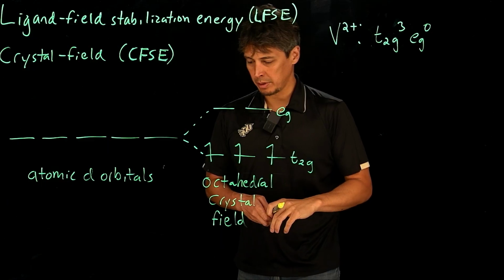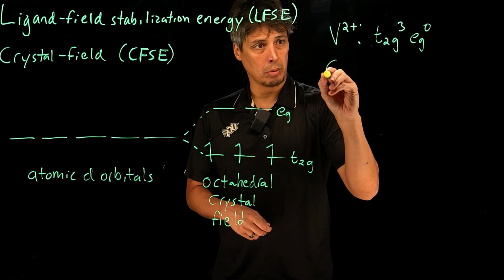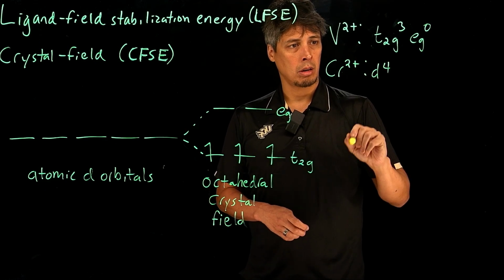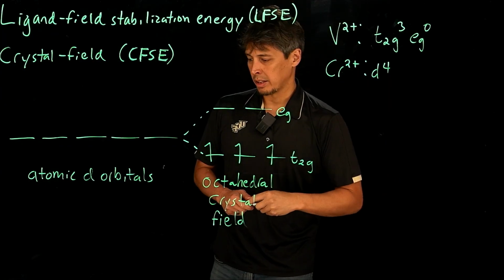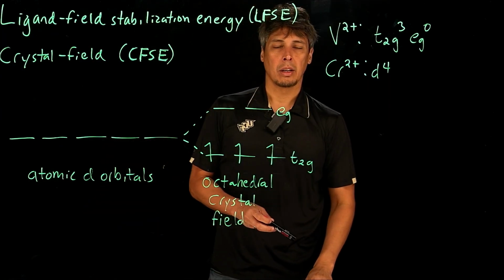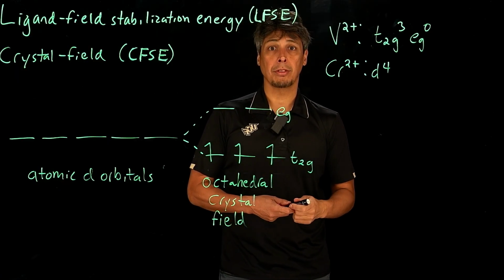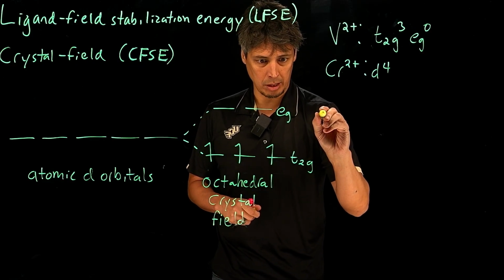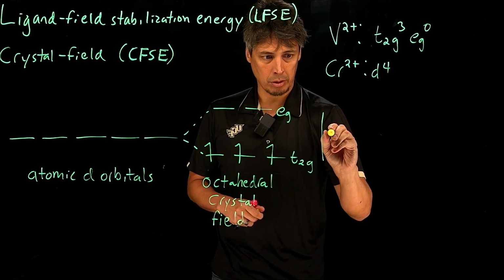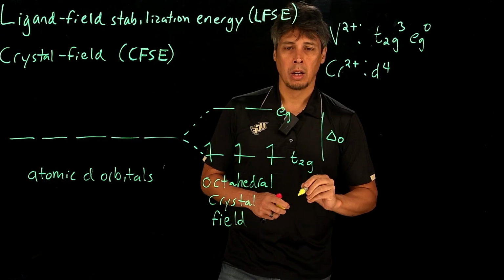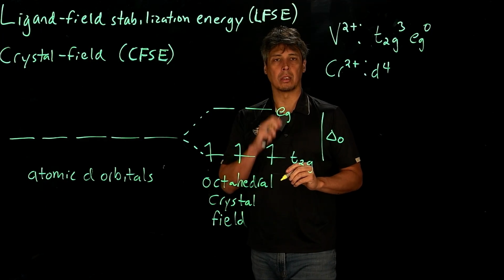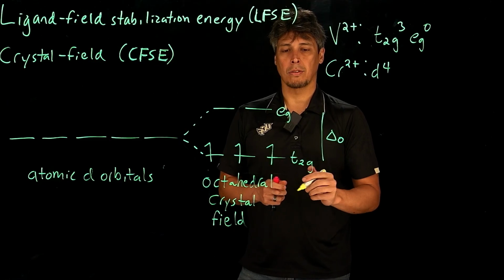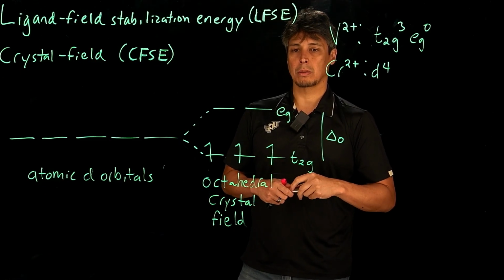Now, what happens if we go to chromium 2+? Now this has a d4 electron configuration, and so we have an additional electron. Now the question becomes, how do we fill this? The gap between the t2g and the eg set, as we discussed in the last video, we refer to as delta O. That's the energy difference between the higher energy eg set of orbitals and the lower energy t2g set of orbitals.